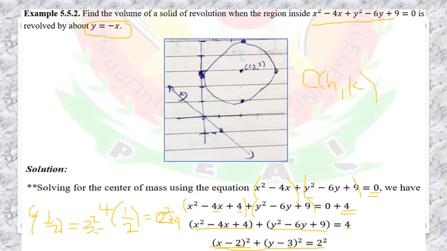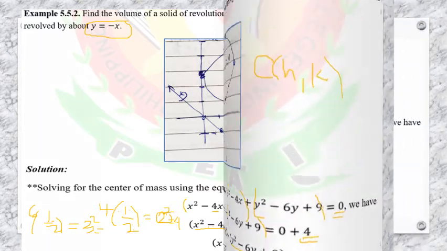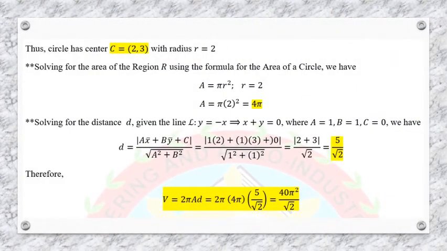And then si 4, pwede din siyang ma-express as 2 squared. So therefore, ang center natin dito is positive 2 and positive 3. Kung positive ang sign, negative 2 at negative 3 ang center. But ang na-obtain natin class ay negative, so that's why ang center natin dito is positive 2 and positive 3. Okay, thus, the circle has center 2 and 3 with the radius 2. So, sa radius, galing si 2 sa right side ng equation na 2 squared, kaya exponent yan.